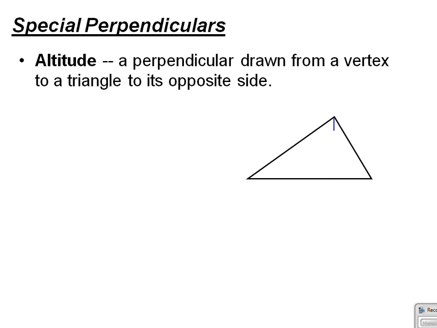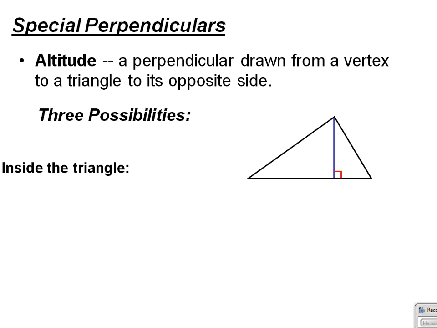Now there are certain special perpendiculars that you need to be aware of. The first special perpendicular is what's called an altitude. An altitude is a perpendicular that's drawn from the vertex of a triangle to its opposite side. And altitudes can consist of 3 different styles. The altitude may actually be within the triangle itself. Anytime you have an acute angle, all 3 altitudes in the triangle will be inside the triangle.